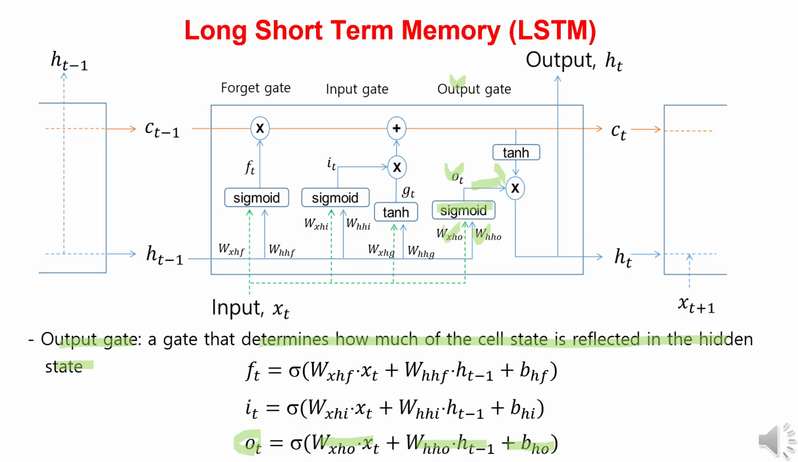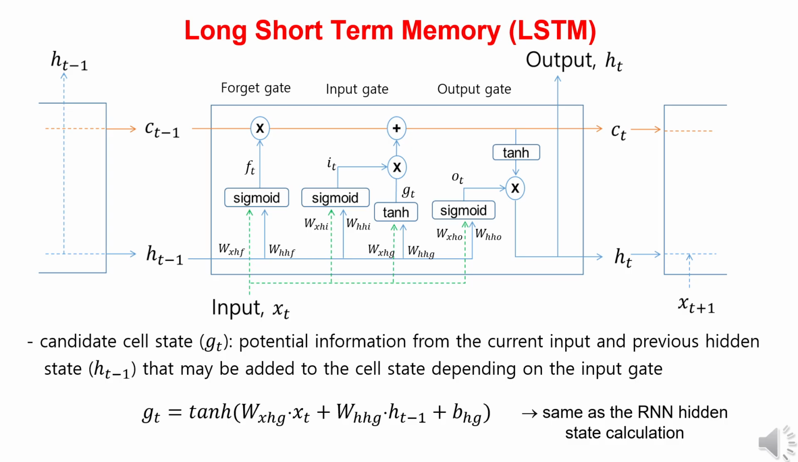This value, o_t, is then multiplied by the cell state c_t, after passing it through a tanh function, which gives the final hidden state h_t. In other words, the output gate controls how much information from the cell state is exposed to the outside.